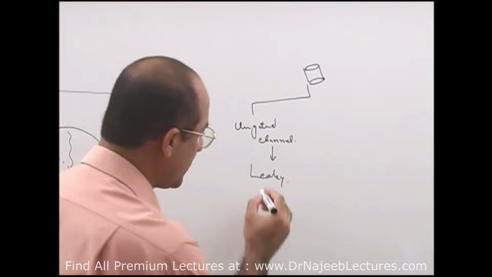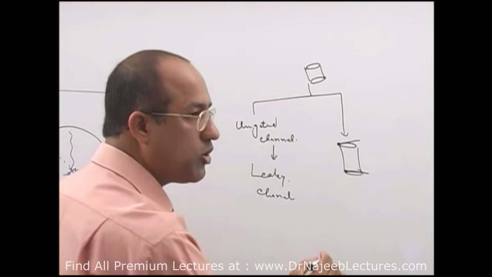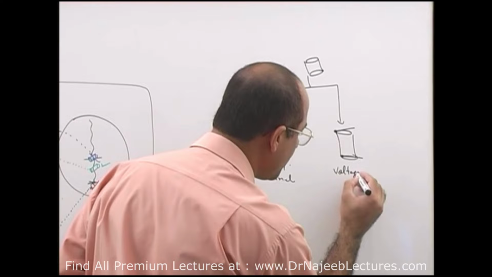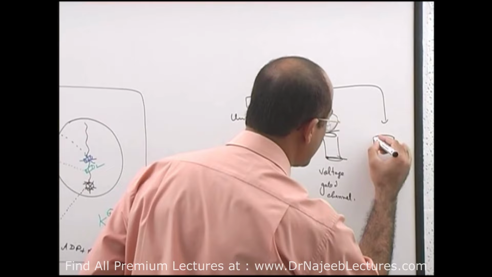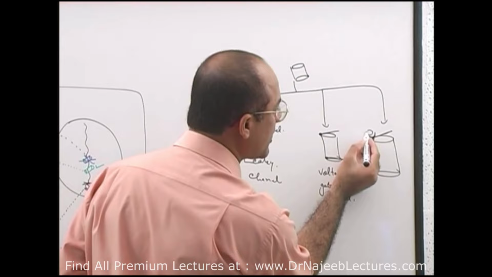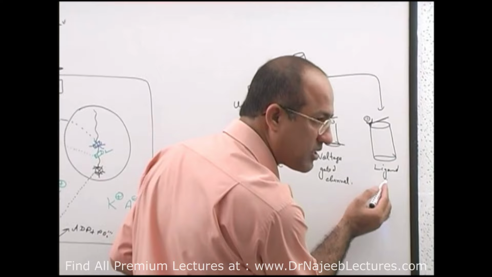Then there are some other channels which have special gates. These gates only open at a particular voltage. We call these channels voltage gated channels. We'll discuss them later. And then there's another group of channels which have a special type of arrangement where a particular substance binds. Only if that substance binds do they open or close. So they are ligand gated channels. Ligand means a specific substance which can bind to this and change its activity.